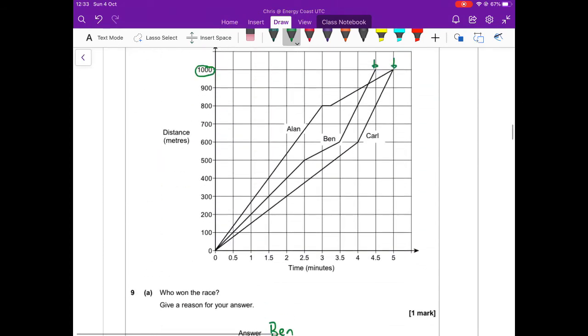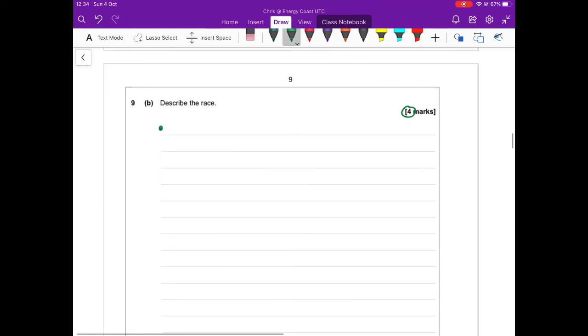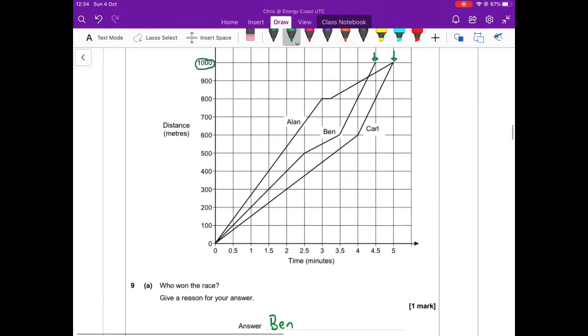So what happens, just looking at the graph, well, if you look at Alan, his line is the steepest at the start, so I'm going to write 1 point is Alan started quickest. Okay, and you just need to find any 4 things that happened, okay.